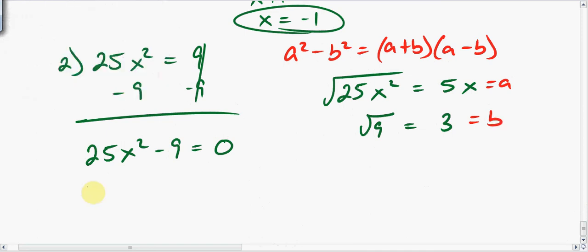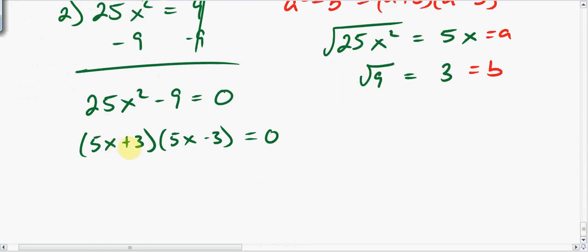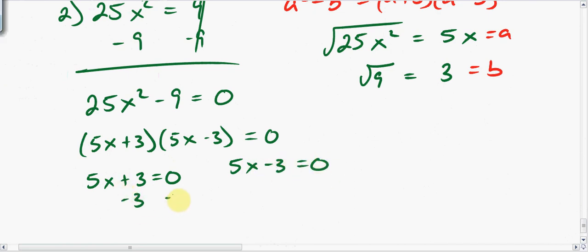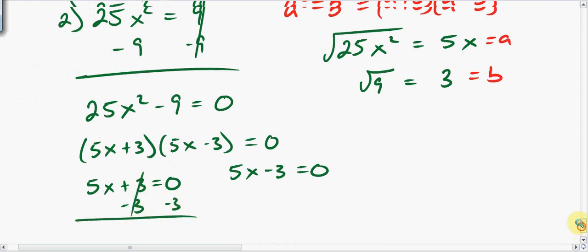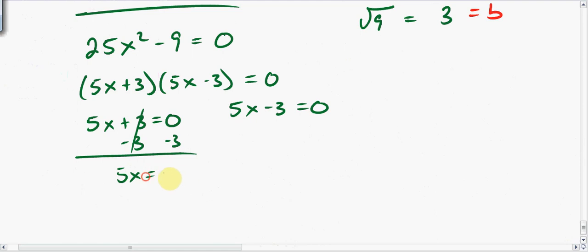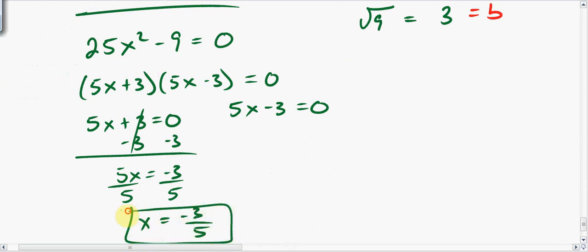So this can get factored into 5x plus 3 times 5x minus 3, set equal to 0. Two binomials, set them each equal to 0, and then solve for x. So I've got 5x plus 3 equals 0, 5x minus 3 equals 0. I'm going to subtract 3 over, and I get 5x equals negative 3. Divide by 5. x equals negative 3/5. There's one of my roots, one of my zeros.